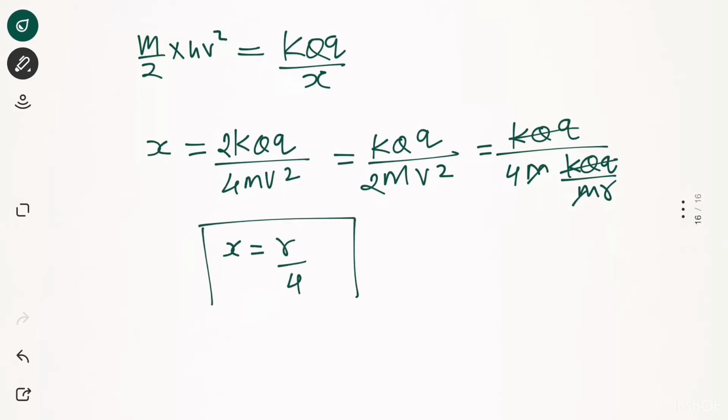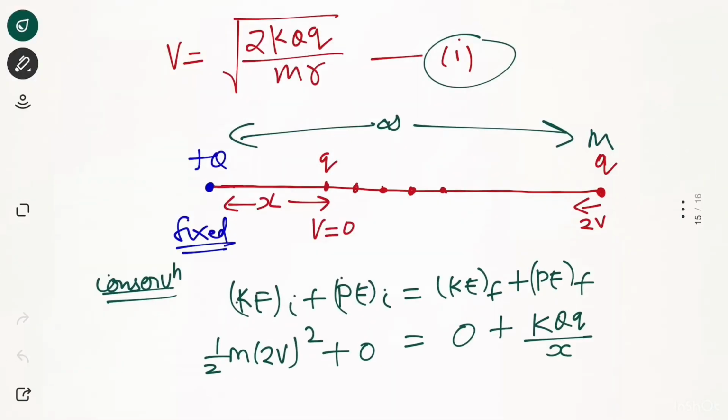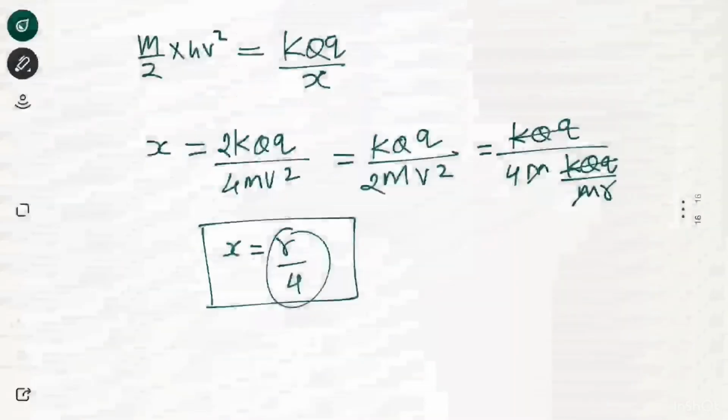It means now the particle will stop at this distance from the positive charge Q. Initially it stopped at r distance, but now since the speed given to the charge is more, this charge will cover more distance compared to the previous case. So in this case, the closest distance of approach of that particle will be r by 4.